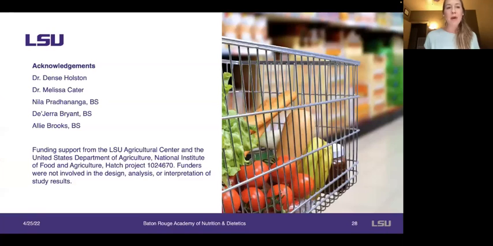So before I wrap up and get to any questions, I would just like to acknowledge the great team that helped get these results in their current form. And so I've partnered with Dr. Denise Holston and Dr. Melissa Cater, who are both part of Louisiana Cooperative Extension and with LSU. And then my students, Nila, Dejera, and Ali, both past and present, really helped with data collection, data management and analysis, and then also acknowledging the funders and supporters of this research that made doing this work possible.